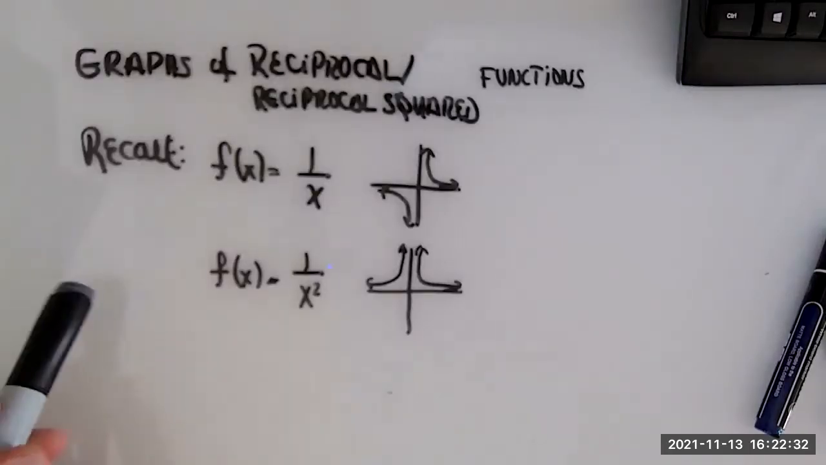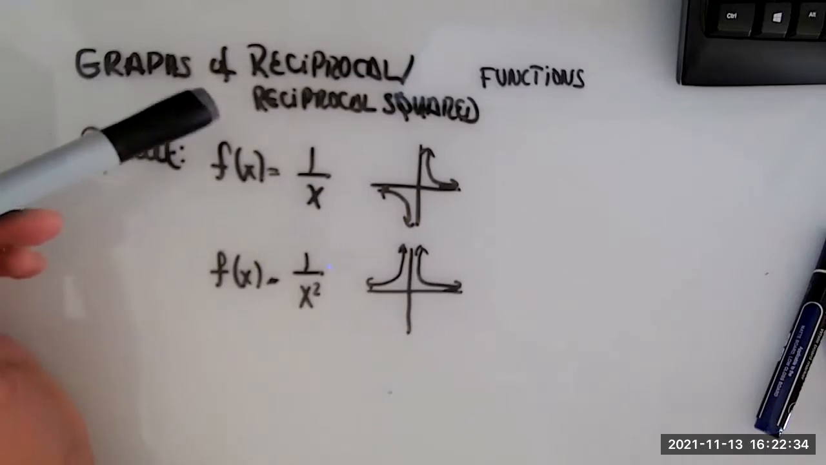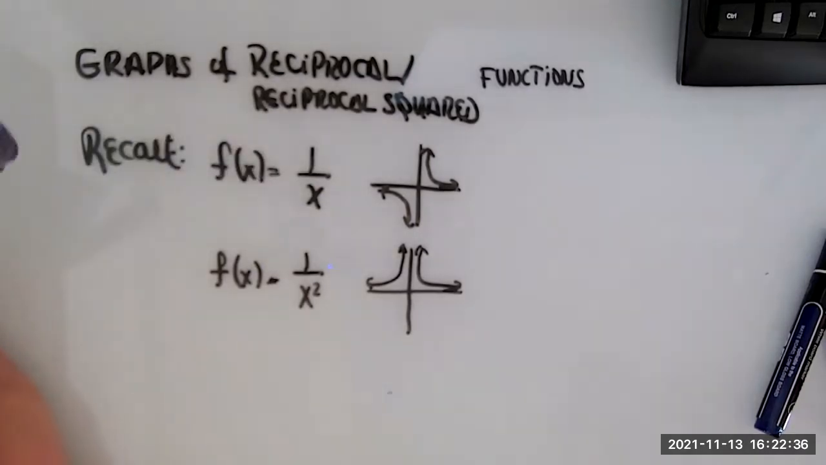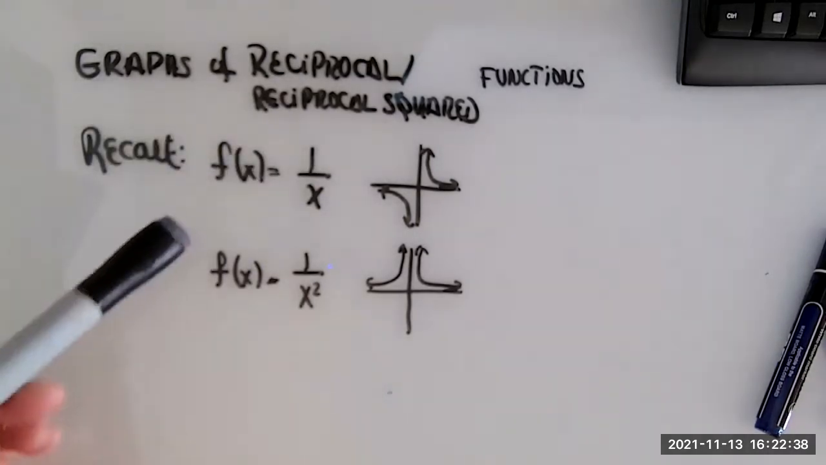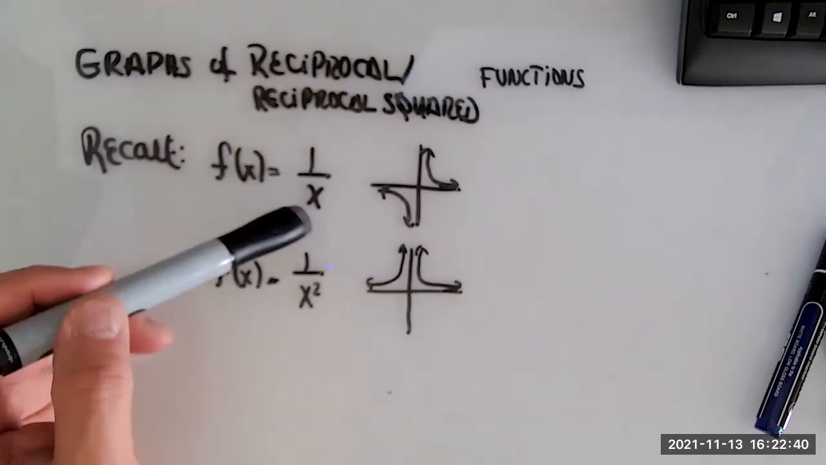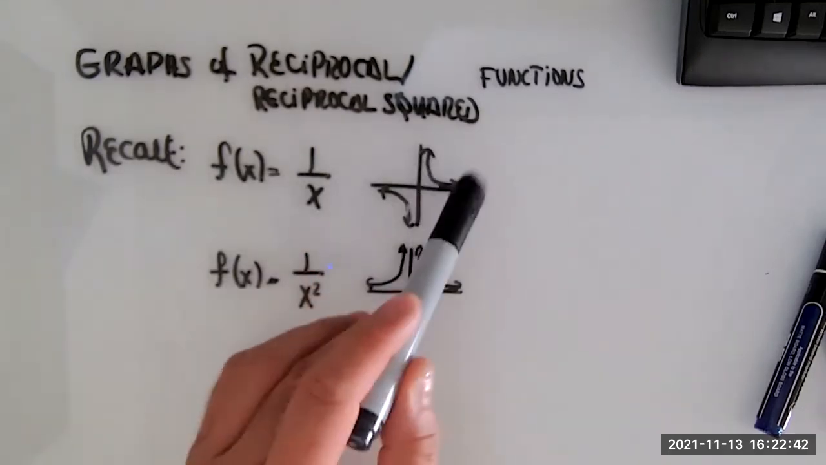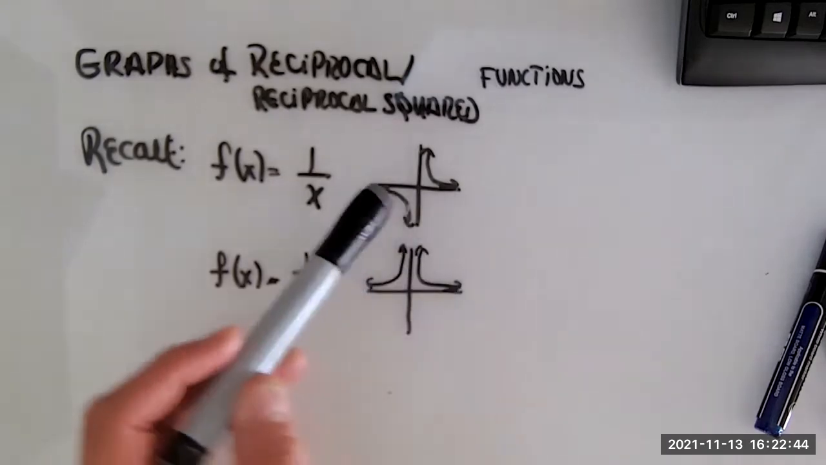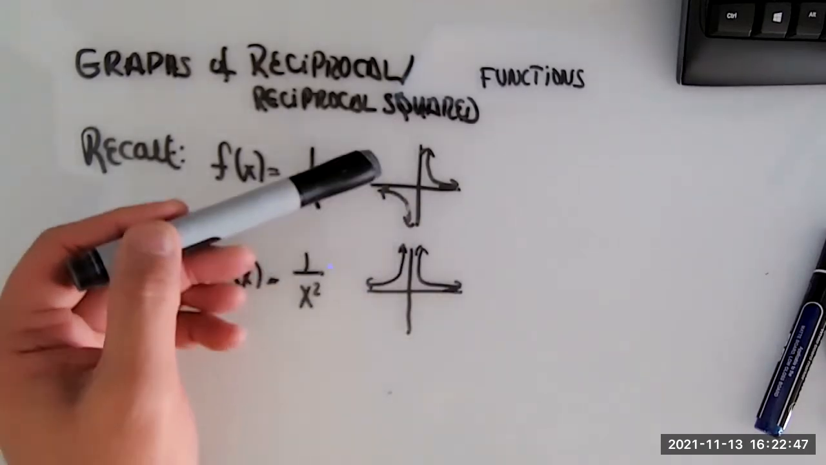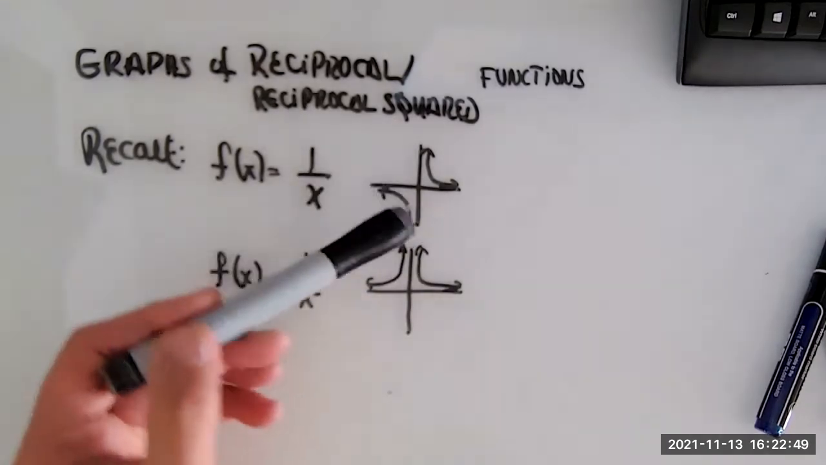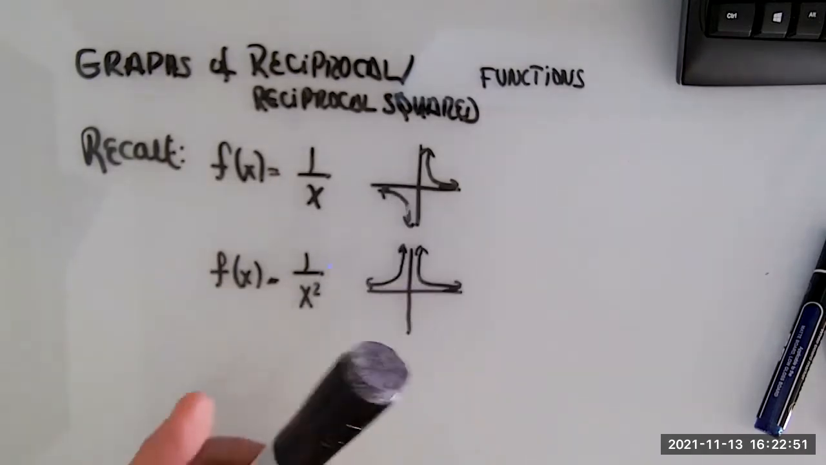Let's review the graph of reciprocal and reciprocal squared functions. If you recall its basic form, f of x equals 1 over x, of course, is my reciprocal function. Notice that this function doesn't cross y equals 0, doesn't cross or touch x equals 0.